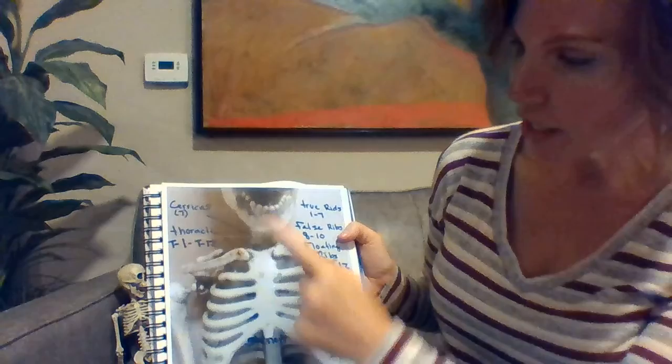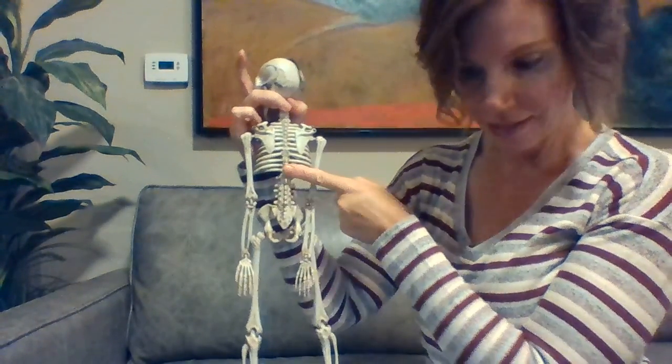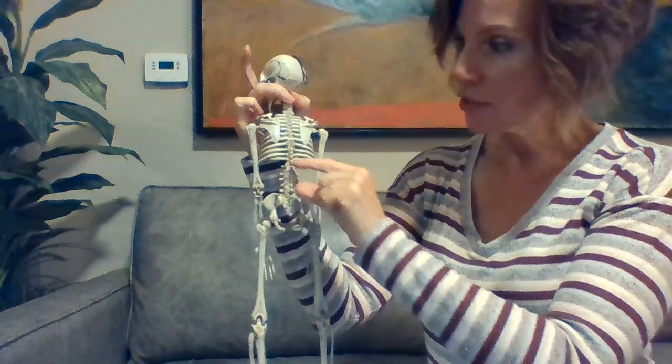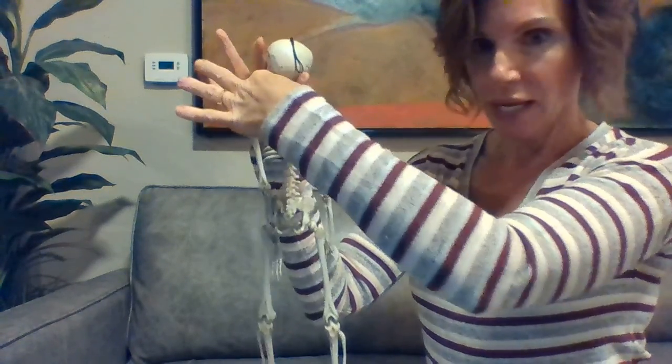And then you have, so that goes all the way down, Carl. So that's going to be your thoracic. And then you have your lumbar, and your lumbar is L1 through L5. So your lumbar, your thoracic, and then your cervical up here. And then we're going to flip him around.